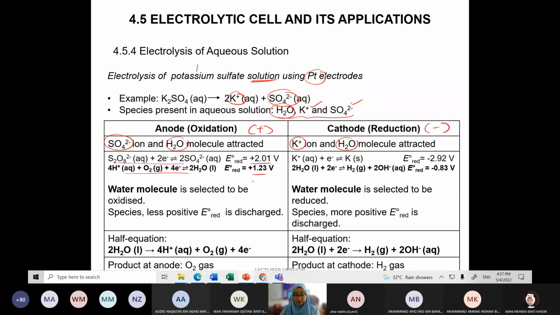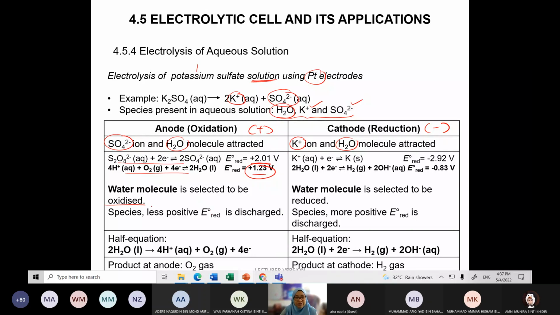Okay, for the anode we will choose based on the more negative value, or the less positive value, which will be discharged. So which one is less positive, or more negative? Water, see? Based on this value, water has the more negative value. So water will be selected to be oxidized, not the sulfate ion.